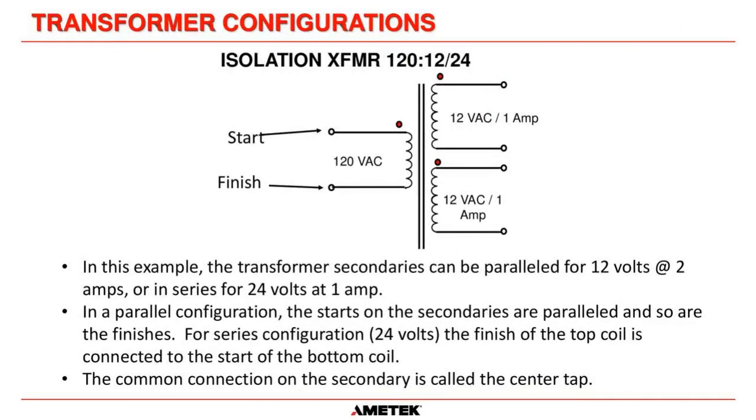Here's a typical transformer, 120 volt primary, two 12 volt secondaries. If we put these in series by tying the finish of the top coil to the start, again, which is noted by the dot of the bottom coil, we get 24 volts on the output at 1 amp. If we parallel the two secondaries, we'll get 12 volts at 2 amps.